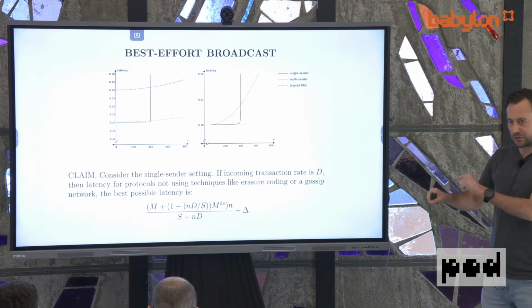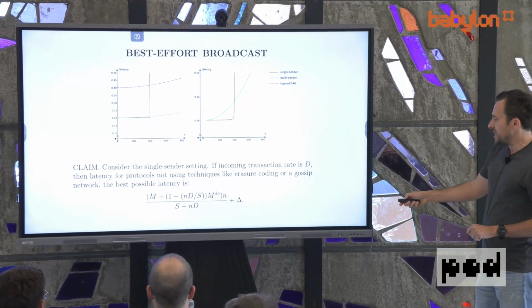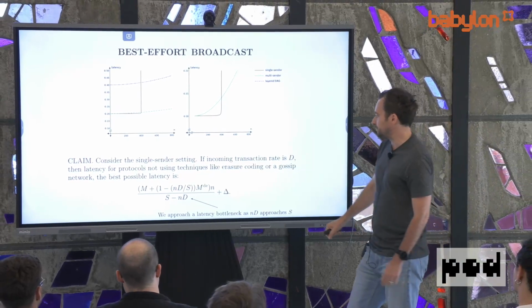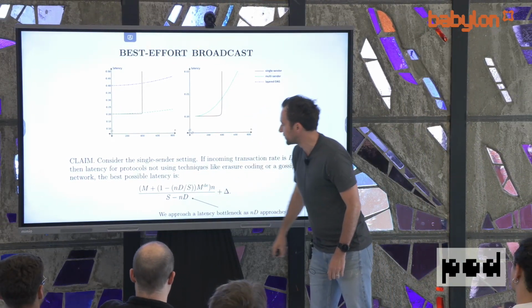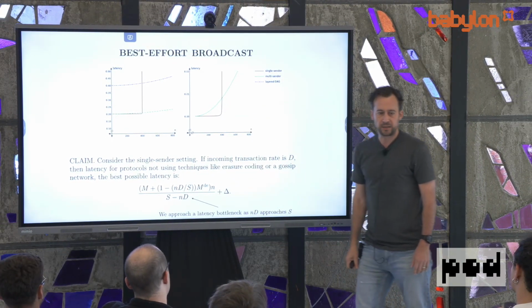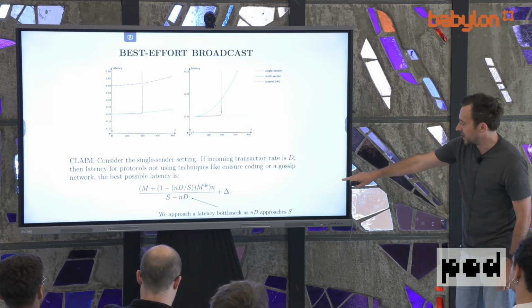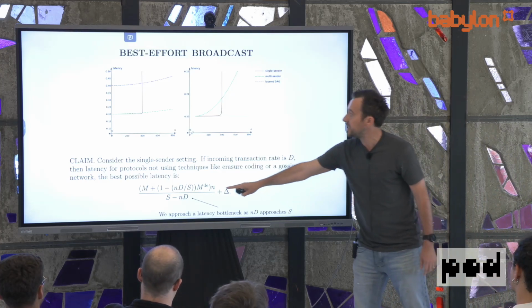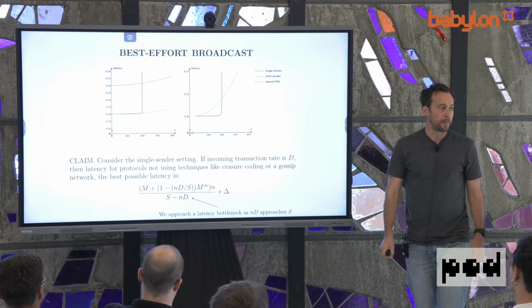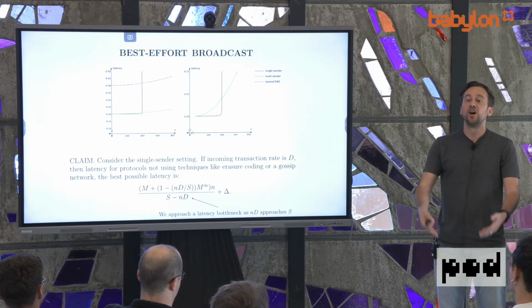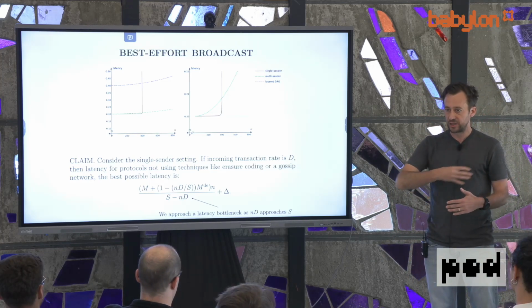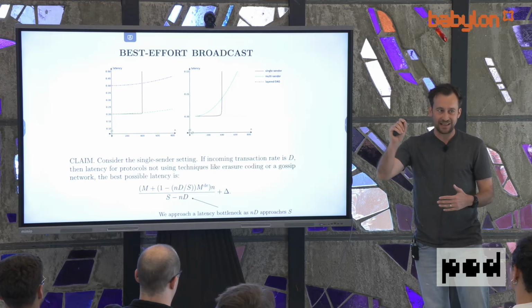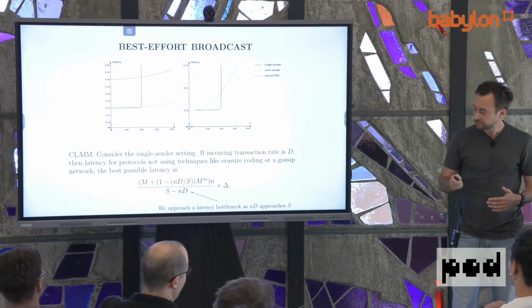I'll point out what's important about the formula. Basically, if ND is small, then the delta term is going to dominate. But we get a latency bottleneck appearing as ND approaches S, right? Then the latency goes up towards infinity. So as D approaches S over N, you approach this latency bottleneck. There's a factor N there.